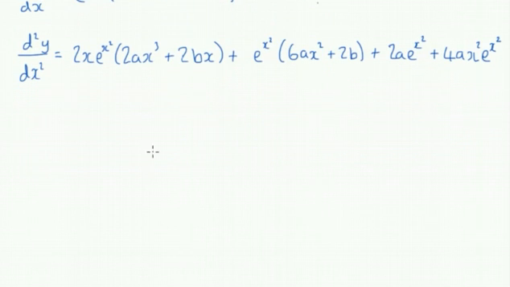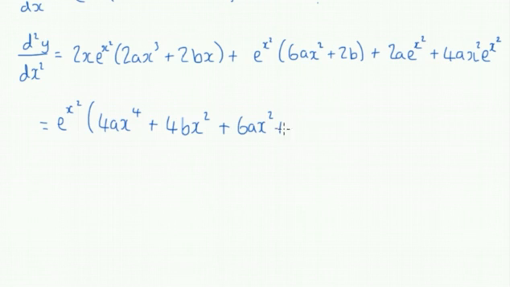Every single term has an e to the x squared in it, so if we take that out, let's see what we've got left. We've got 2x times 2ax cubed, so that's going to be 4ax to the 4, plus 4bx squared, plus 6ax squared, plus 2b, plus 2a, plus 4ax squared.